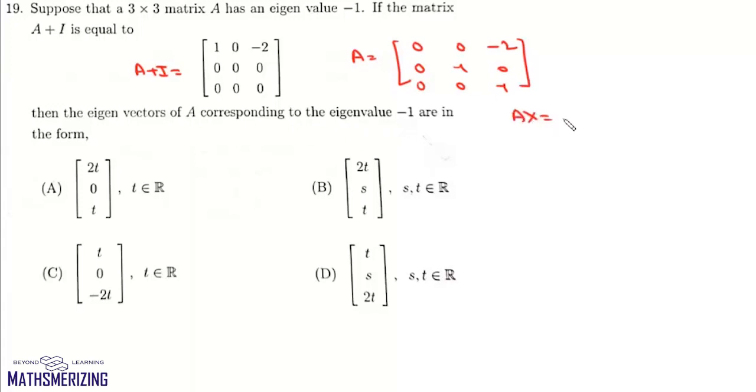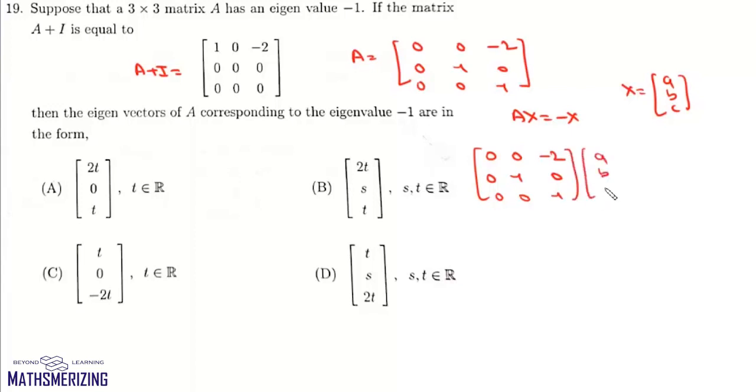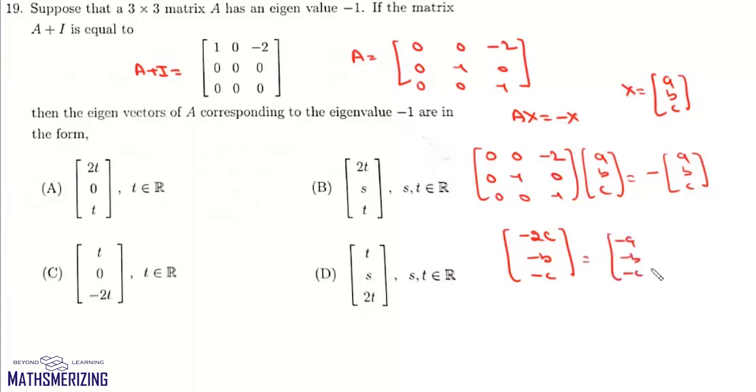So we can write Ax equals minus x, where this x is (a, b, c). Now we can write this as A, which is 0, 0, minus 2; 0, minus 1, 0; 0, 0, minus 1, into (a, b, c), and it will be equal to minus (a, b, c). Now we multiply these two matrices, we can write minus 2c, minus b, minus c, which will be equal to minus a, minus b and minus c.